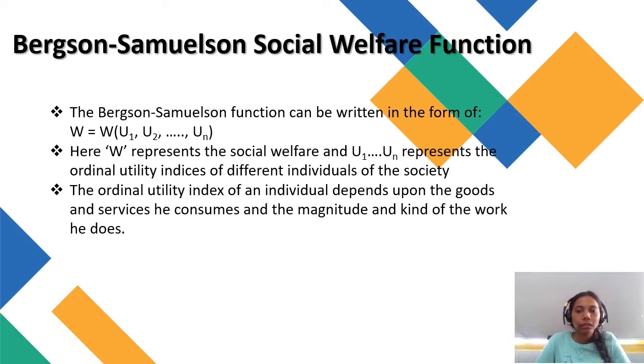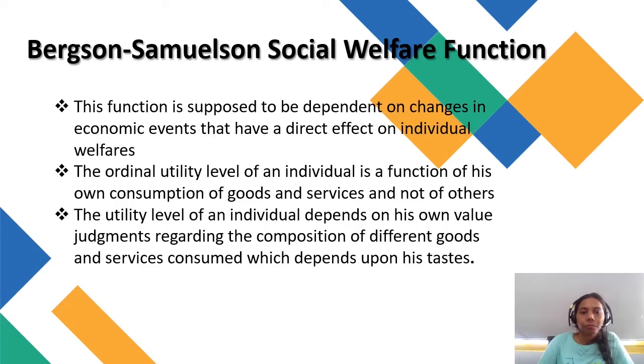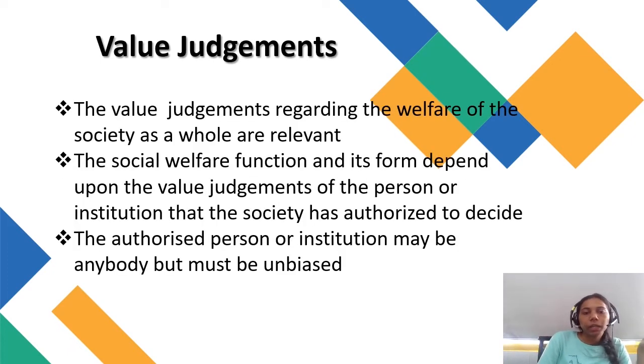The written form of this function is W = W(U1, U2, ..., Un), where U1 is utility 1, U2 is utility 2, up to n. The important thing to note about the social welfare function is that in its construction, explicit value judgments are introduced. This function is supposed to be independent of changes in economic events that have a direct effect on individual welfares. The ordinal utility level of an individual is a function of his own consumption of goods and services and not of others, and it depends on his own value judgments regarding the composition of different goods and services consumed, which depends upon his state.